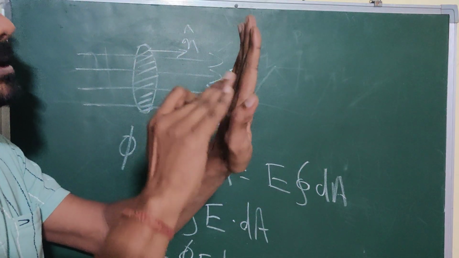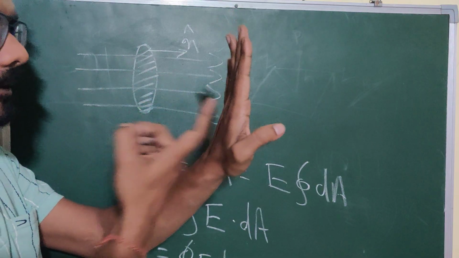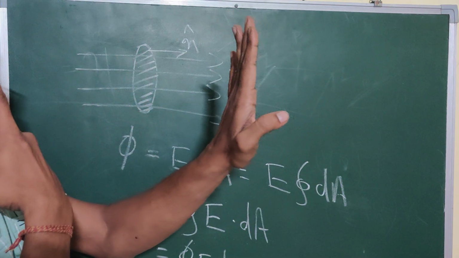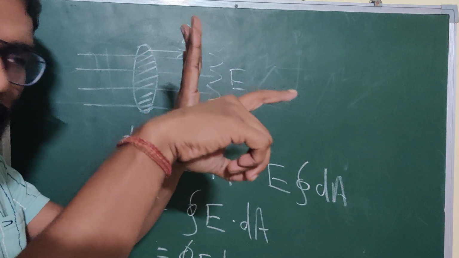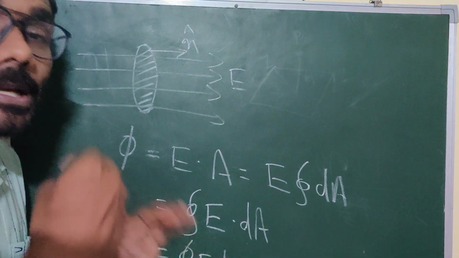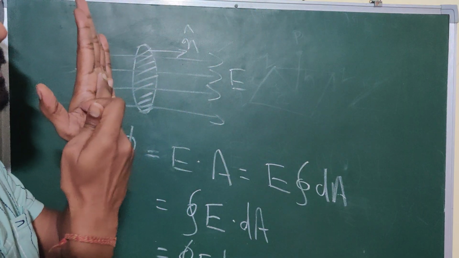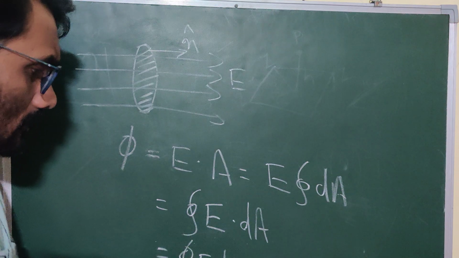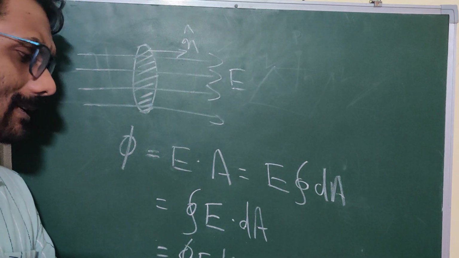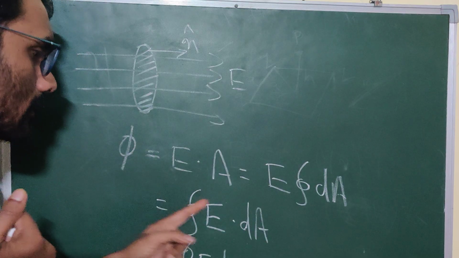For this other face, perpendicular to the face, the area vector is in this direction, but the electric field is in this direction, so the angle is 180 degrees. So theta will be 180 degrees for this face, and for this face the area vector and electric field will be at 0 degrees. You have to understand this angle theta between the electric field and the area vector.